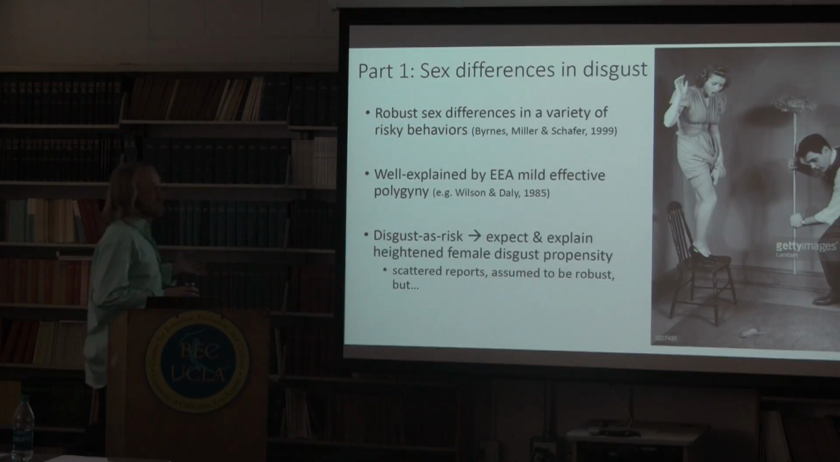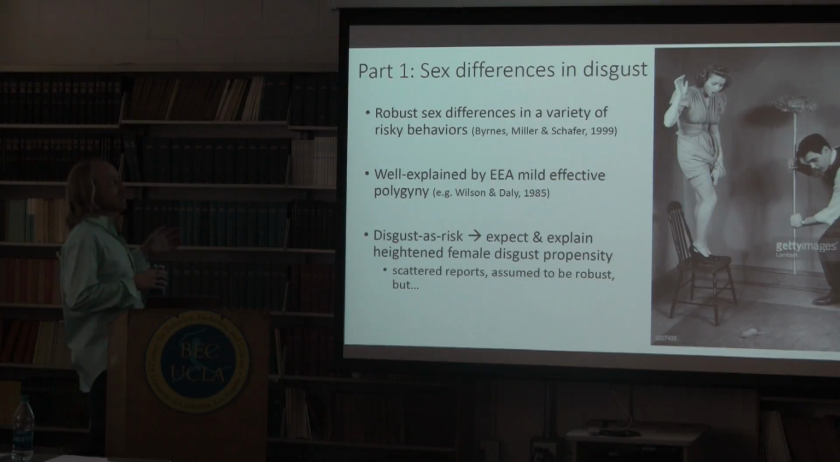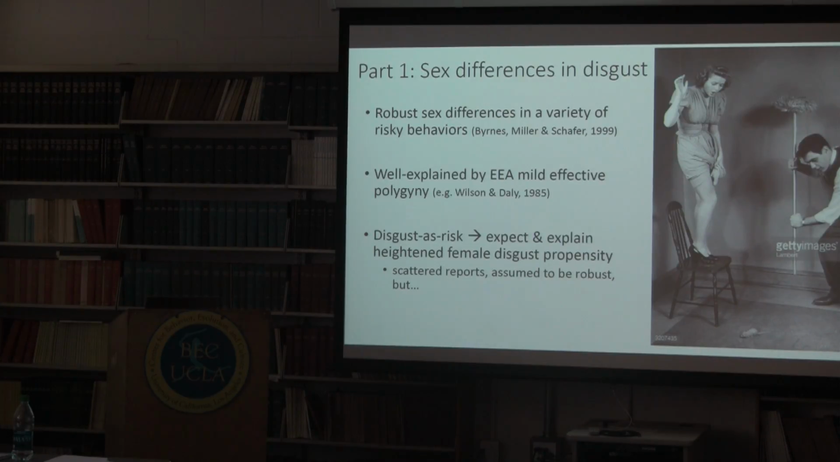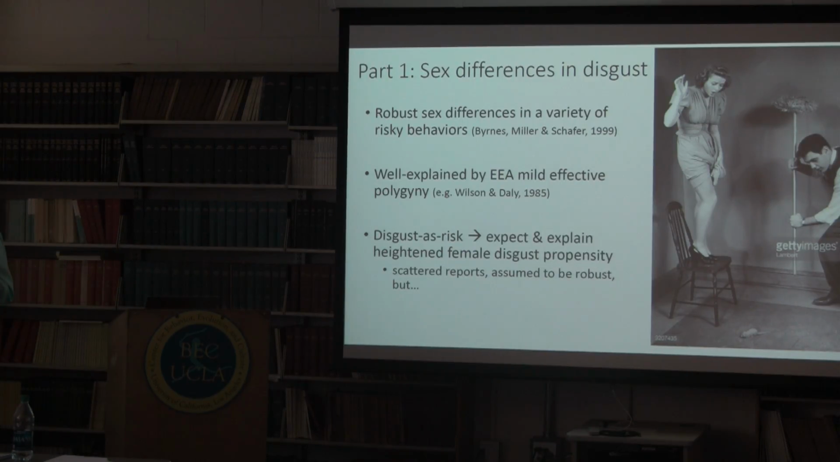One clear implication, we think, is that you should expect sex differences in manifestations of disgust. And this would offer the opportunity to explain why. We know that there are robust sex differences in a variety of risky behaviors. I've alluded to homicide as one of them earlier. These kinds of sex differences have a very well-developed theoretical framework associated with them. Ancestral conditions of effective polygyny select for risk-taking males. And risk-taking not just behaviorally, but even somatic decisions like growth of musculature are arguably riskier.